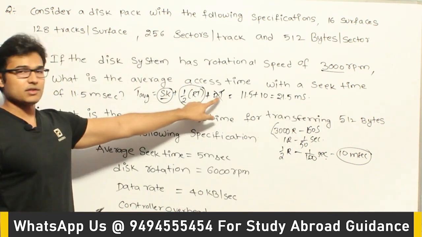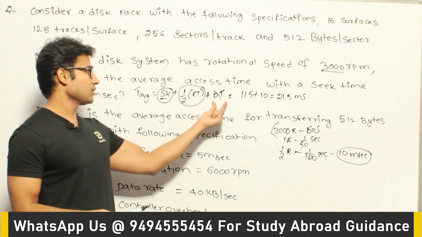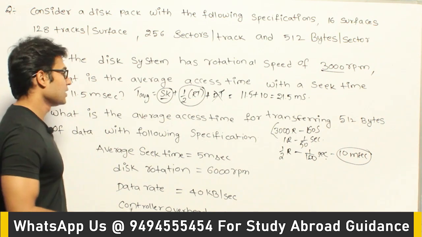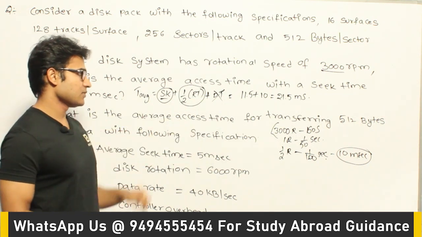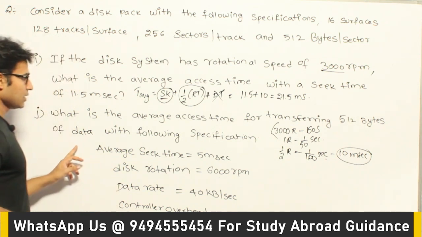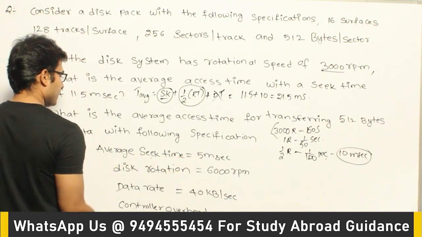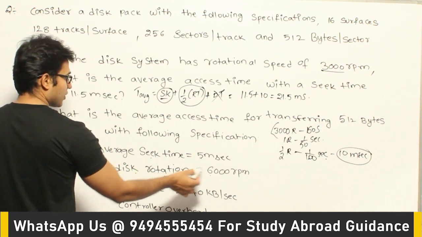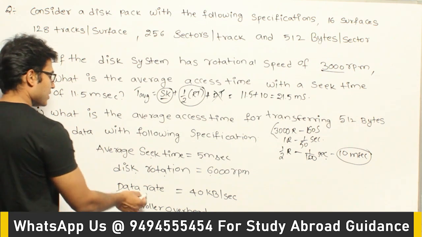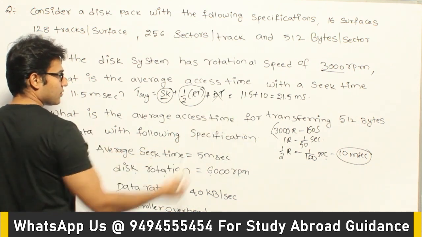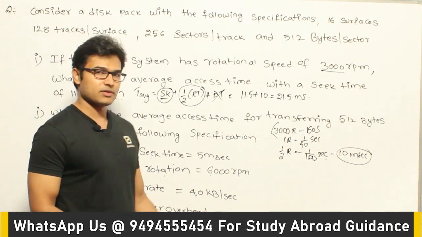Only thing you should remember here is that data transfer is not given, that is why you are taking it as 0. In case it had been given, you should consider that factor as well. Now coming to the next one: what is the average access time for transferring 512 bytes of data with the following specifications? Here access time is given, and also disk rotation. From this you can find the disk rotation time and half the disk rotation time. The data rate is given, the data we are transferring is given, and the control overhead is also given.